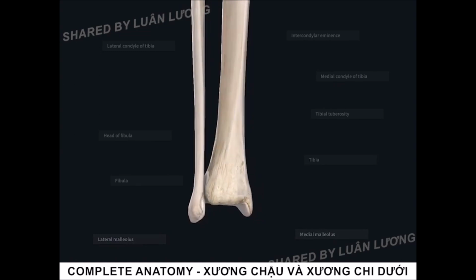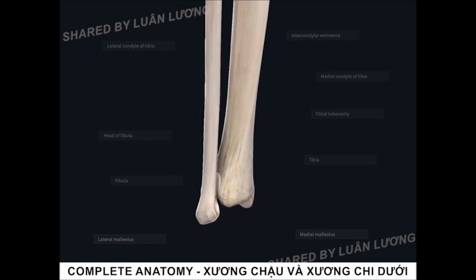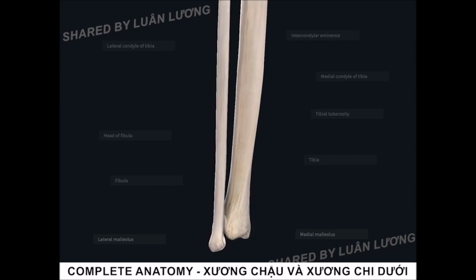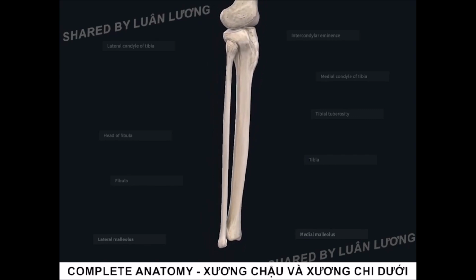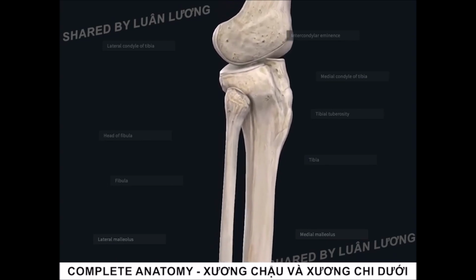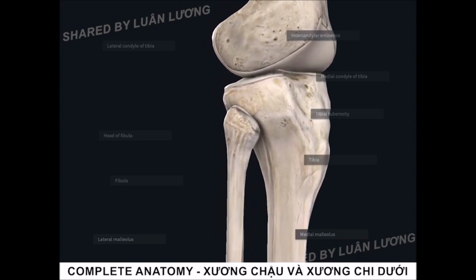But you can see that there is a small depression in the distal end of the tibia that meets up with the fibula. And what we're going to see is that there's an attachment between these two bones inferiorly or distally, as well as proximally or superiorly.